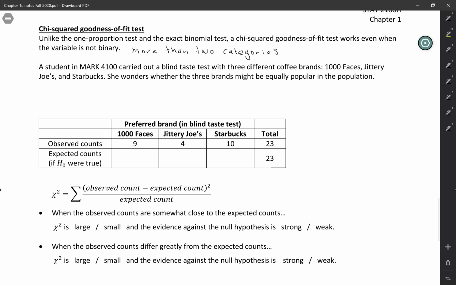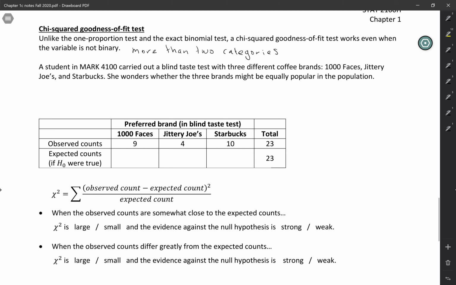She was a marketing student and she did a blind taste test with 3 different coffee brands, 1,000 Faces, Jittery Joe's, and Starbucks. And she wanted to know whether the 3 brands might be equally popular in the population. So she actually had 23 people participate in this taste test. She has their choices, their preferred brands, but she wants to know what would happen in the long run. What if she had continued sampling people to participate in her taste test?